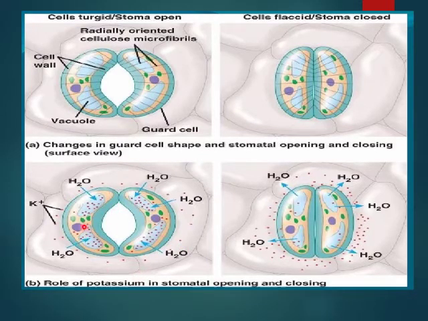These are kidney-shaped cells. And when excess water is lost, what happens? The water starts coming out of these guard cells and they squeeze out, and the gap which was created is closed. And the stomata are closed then. And there is a role of potassium in stomatal opening and closing.